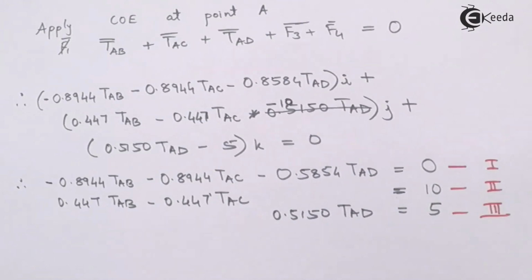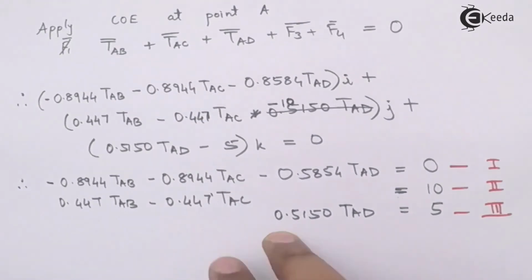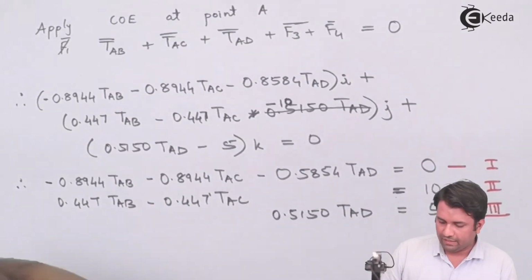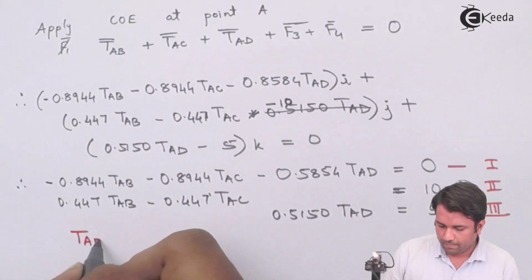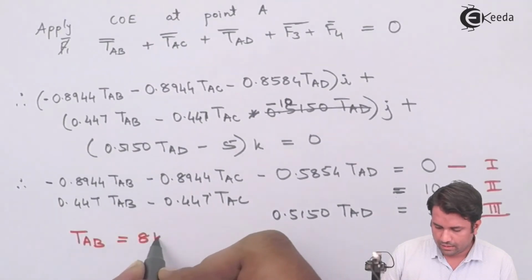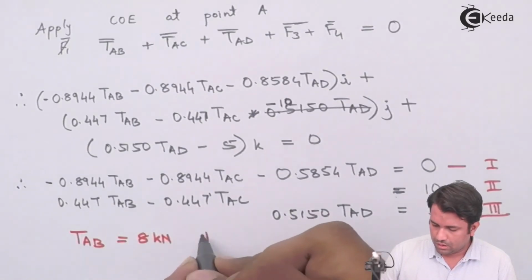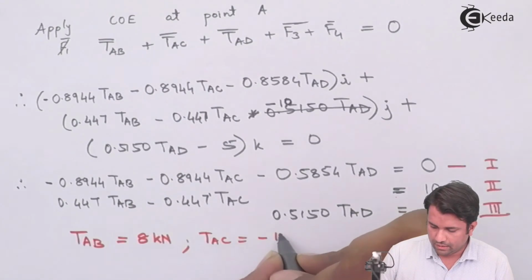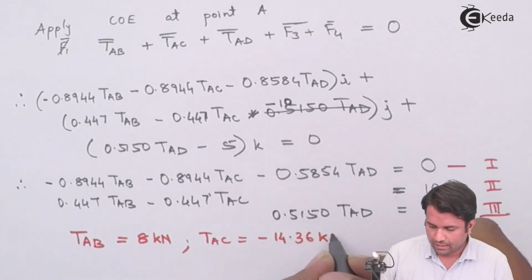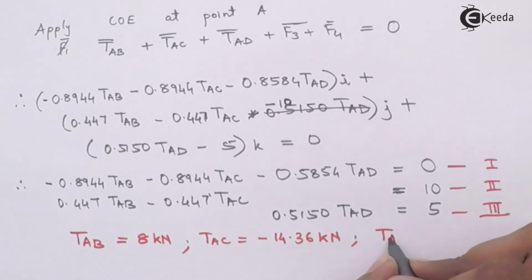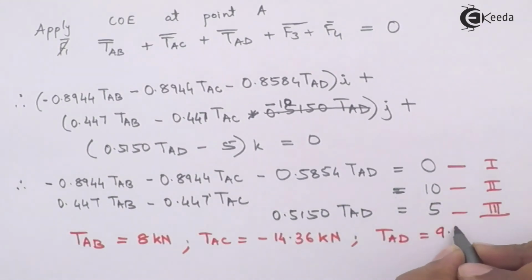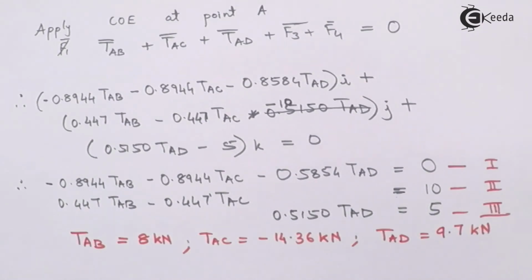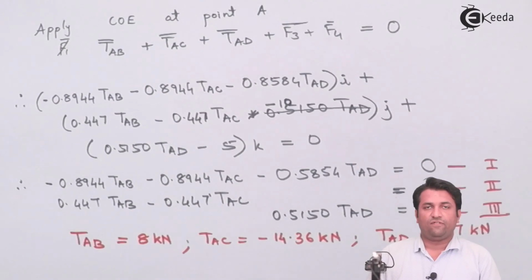So I'm having three equations, 1, 2 and 3. If I solve these three equations simultaneously, I'll get the answer for AB, AC and AD. I'm getting the value for AB as 8 kilonewtons, AC is minus 14.36 kilonewtons, and AD is coming out as 9.7 kilonewtons. So this is how we can solve examples based on equilibrium of forces.